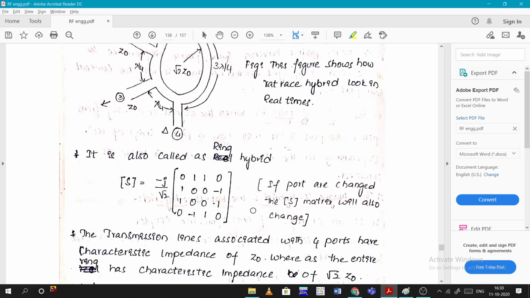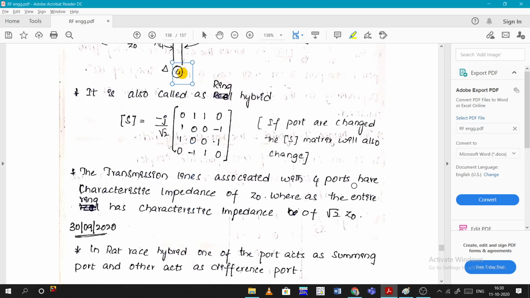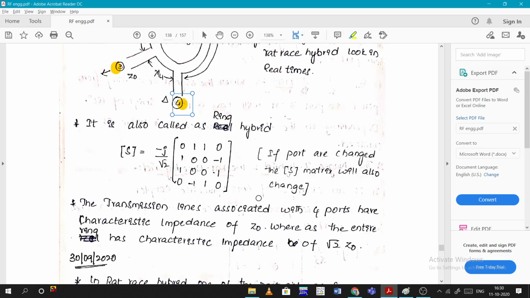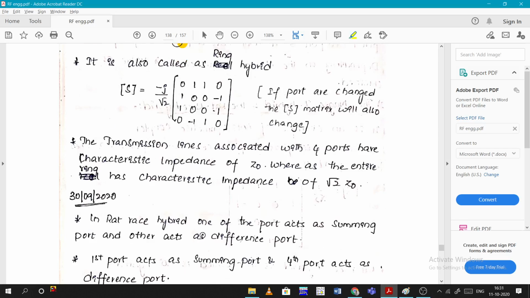Now coming to the S matrix, if the ports are changed, the S matrix will also change. This is the matrix for this port being the first port, second port, third port and fourth port. Don't interchange the ports. For this particular arrangement of the ports, these are the corresponding values if you give the input to any one of the ports. The transmission lines associated with the 4 ports have a characteristic impedance of Z0. Apart from the ring, only these strips have Z0 impedance, but the ring has a characteristic impedance of root 2 Z0.